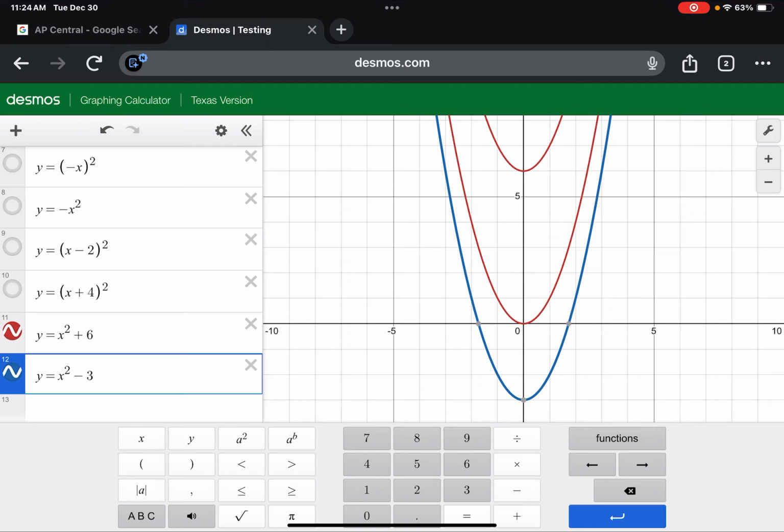So Desmos is a really handy tool to double check your transformation rules. I just want you to be careful with those reflection rules, okay? You've got to remember which is which.